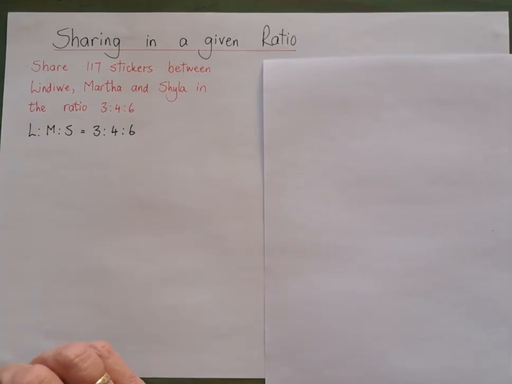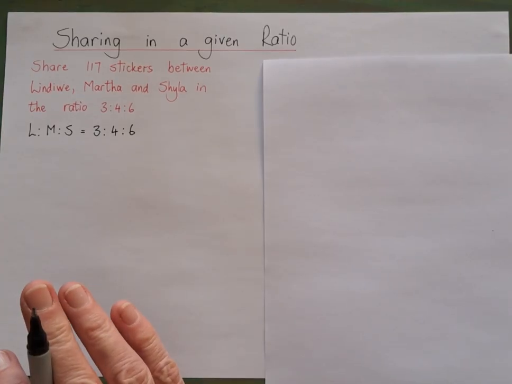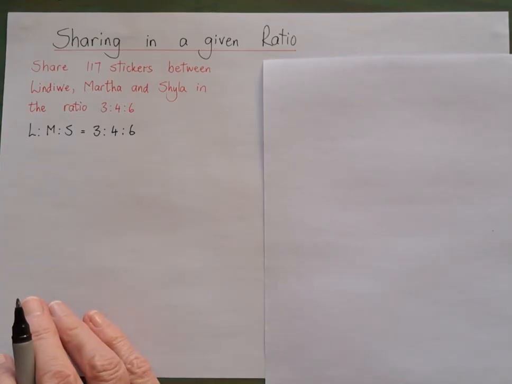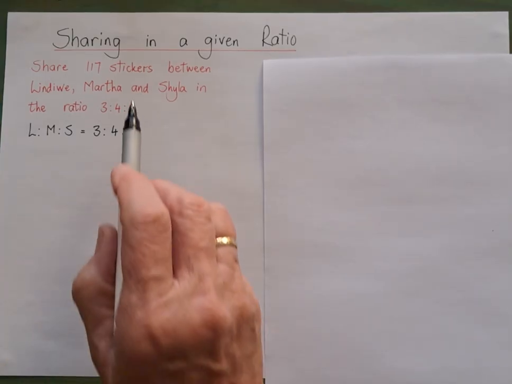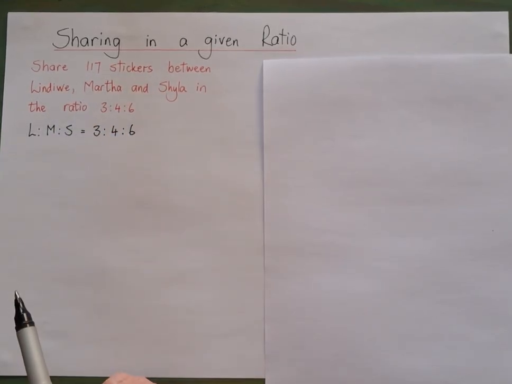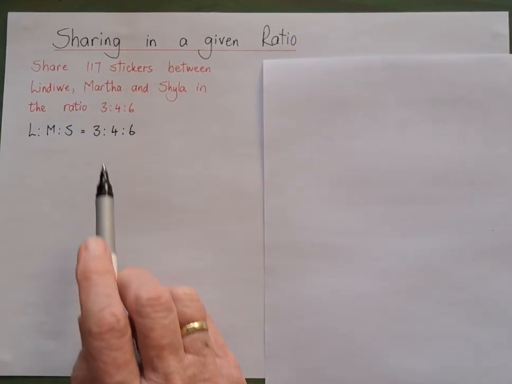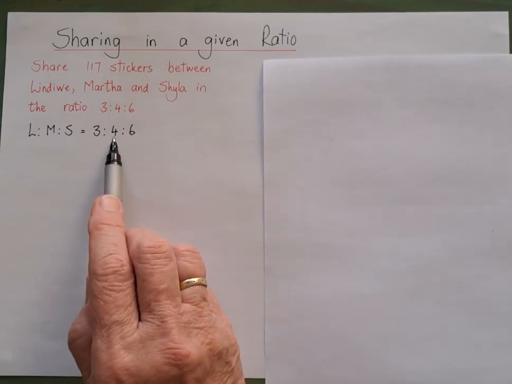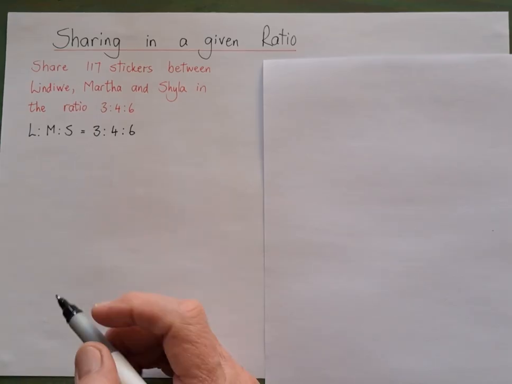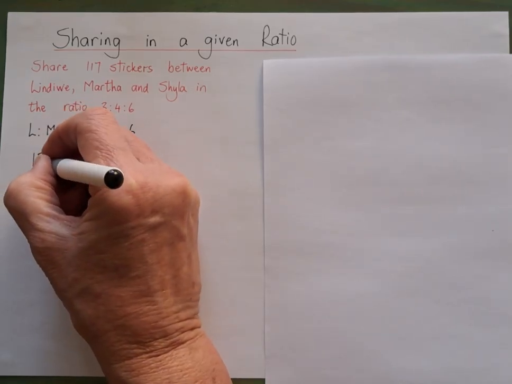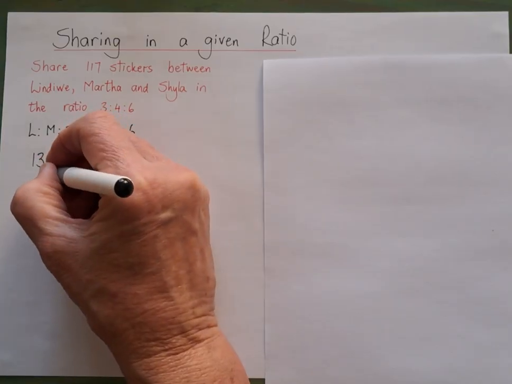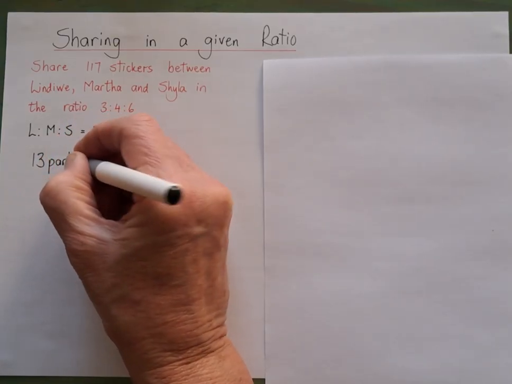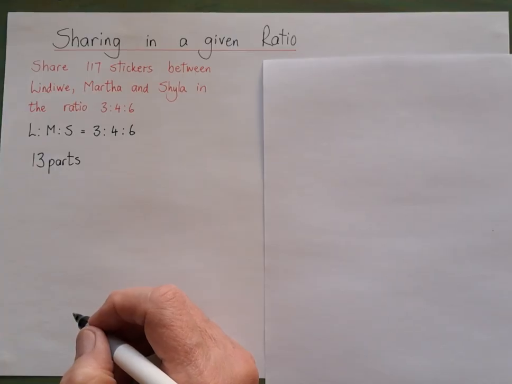The first step is the most important step, and this is the step that most people seem to forget. The trick that I've tried to get into people's heads is that we have to look at the total of the ratio and the total of the thing that's being shared. The total of the ratio means we add up the separate numbers in the ratio. So 6 plus 4 is 10, plus 3 is 13, and those are the parts of the ratio. So the total of the ratio is 13 parts.